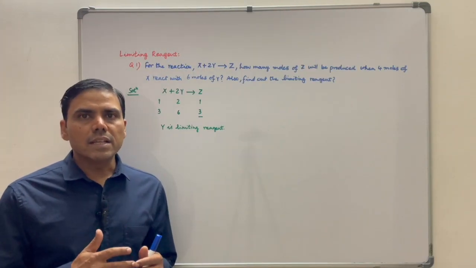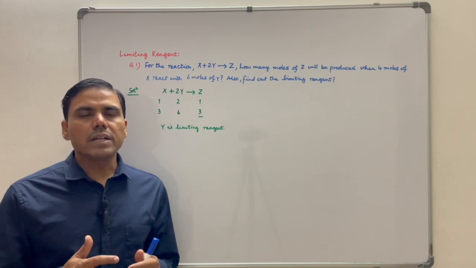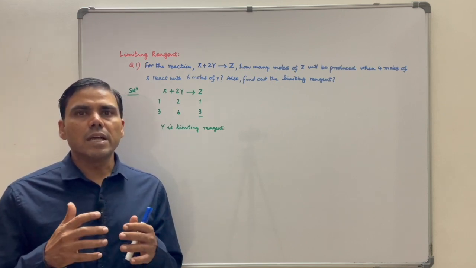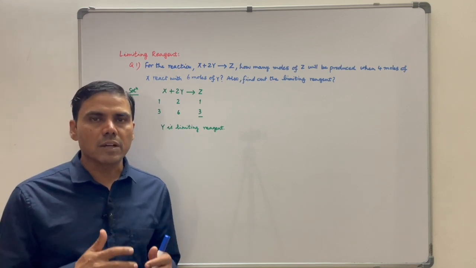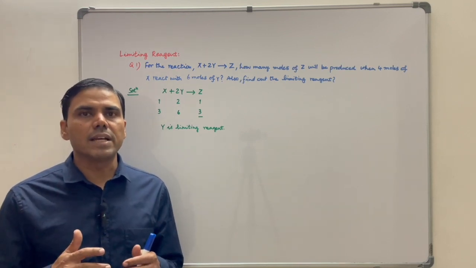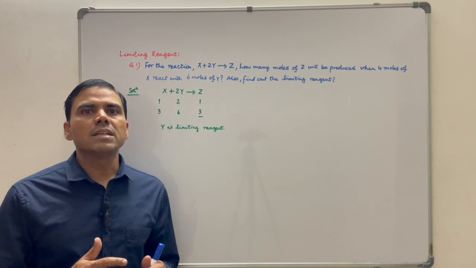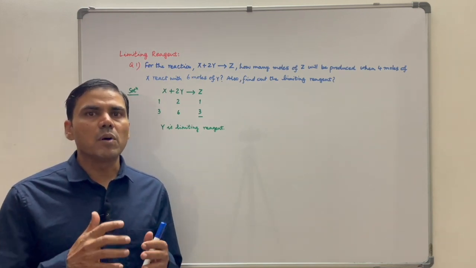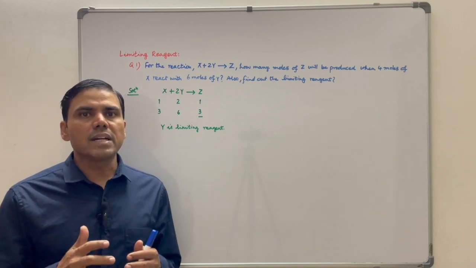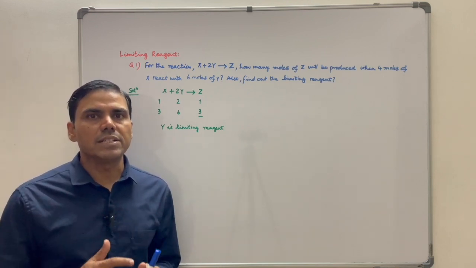Now let us understand the limiting reagent. Many a times in a chemical reaction, the amount of reactants is different from the amount of reactants required in a balanced chemical reaction. In such cases, one reactant gets completely consumed, limiting the amount of product formed. Such a reactant is called as a limiting reagent.